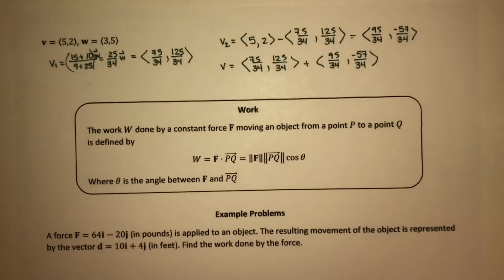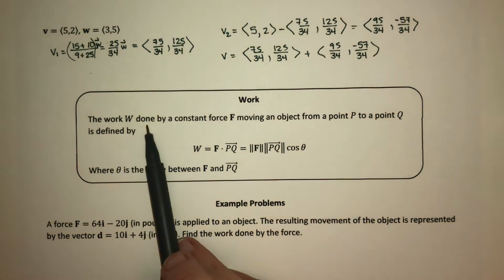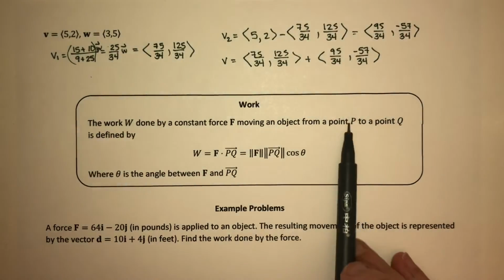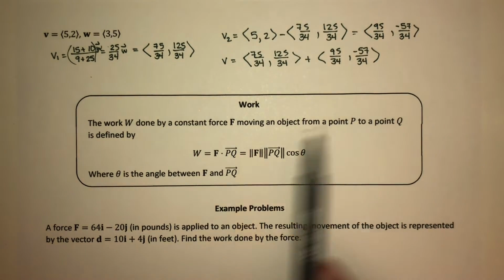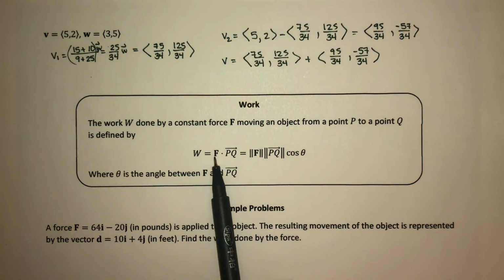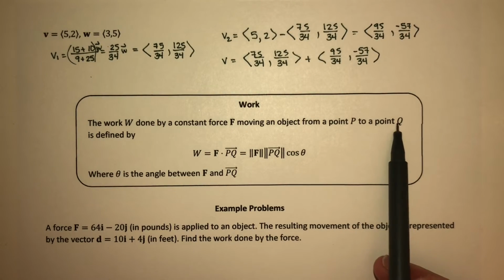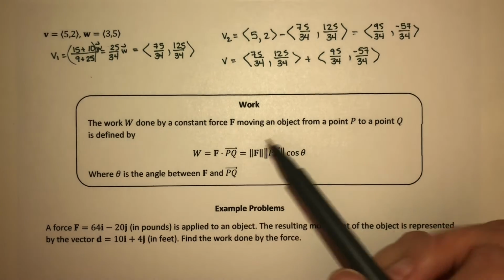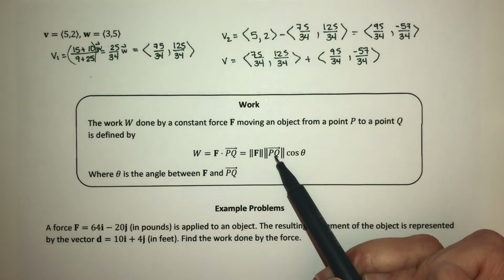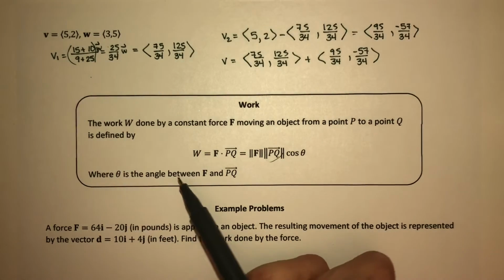Okay, just one more topic. It's work. The work done by a constant force F, which is a vector, moving an object from a point P to a point Q, is defined by work is equal to the dot product of the vector F and the vector PQ, initial point, terminal point. And we also know that this dot product could be written as the magnitude of F times the magnitude of this vector, cosine of theta, where theta is the angle.